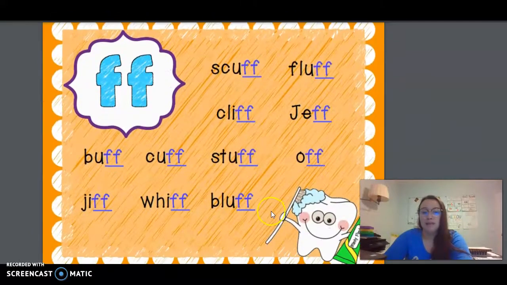Let's take a look at our double F here. Here's some words that have this F sound in it. So scuff, and take a look here, we have our short vowel. So if there's the F after, we know we need to double it. Fluff, cliff, Jeff, buff, cuff, stuff, off, jiff, whiff, and bluff. So notice all of these have a short vowel in them, and they all have the double F.